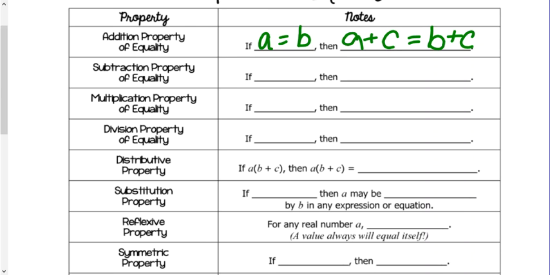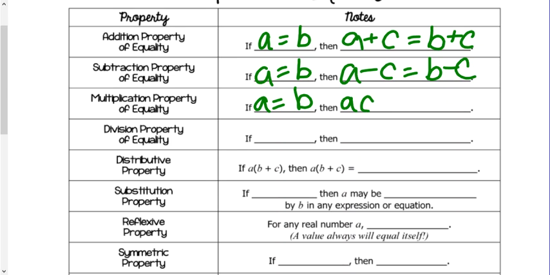With my subtraction property of equality, it's the same thing. If you have something, A, equal to B, then if you take away a value, it'll be the same if you take away that same value on the other side. Okay. So the third one, the multiplication property of equality, it's still the same concept. If you have one side equal to another, then if you multiply the first side by a scale factor, it should be the same if you multiply that scale factor on the other side as well.